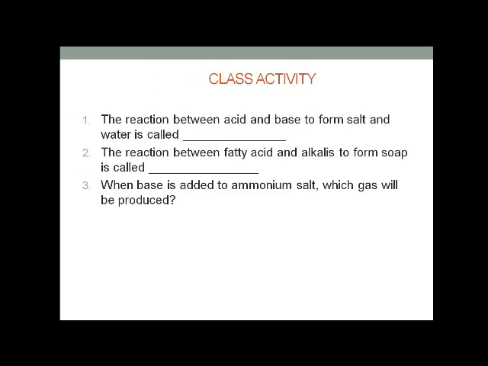Now finally, I give you this class activity. The reaction between acid and base to form salt and water is called what? The reaction between fatty acid and alkalis to form soap is called what? Now, when base is added to ammonium salt, which gas is produced?